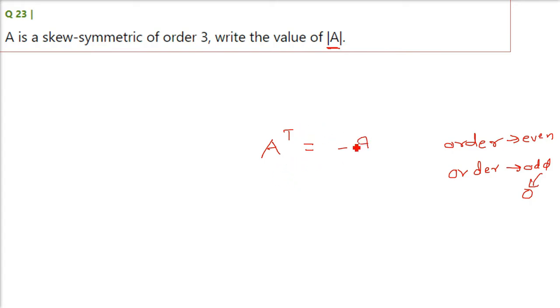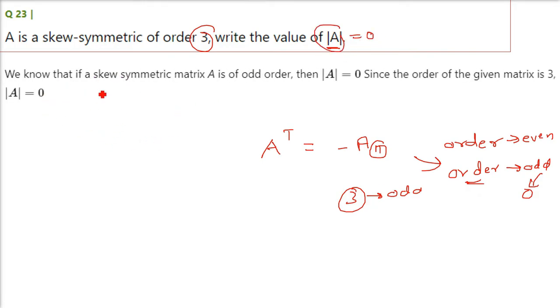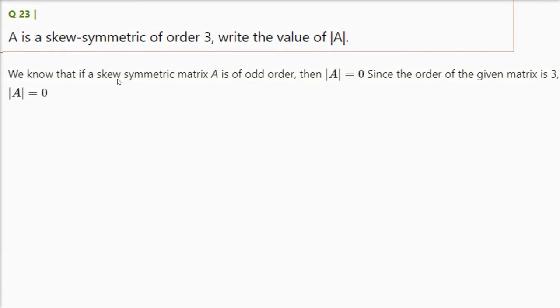Right? Now what is the order in this particular case? The order is 3. Is it even or odd? It is odd. So when it is odd, that means the determinant of a skew symmetric matrix will be 0. Determinant A is 0 because it is skew symmetric, and of course 3 is odd.